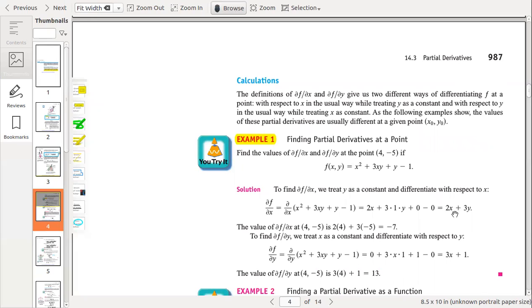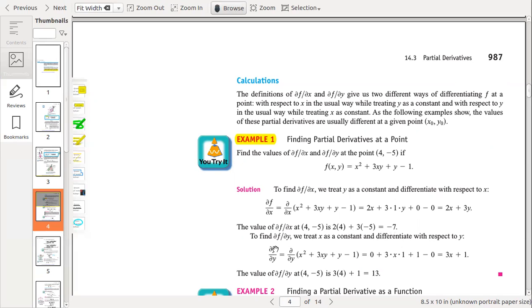Now we will calculate the value. At this point, x is equal to 4 and y is equal to minus 5. So substitute the values, and we will get minus 7.